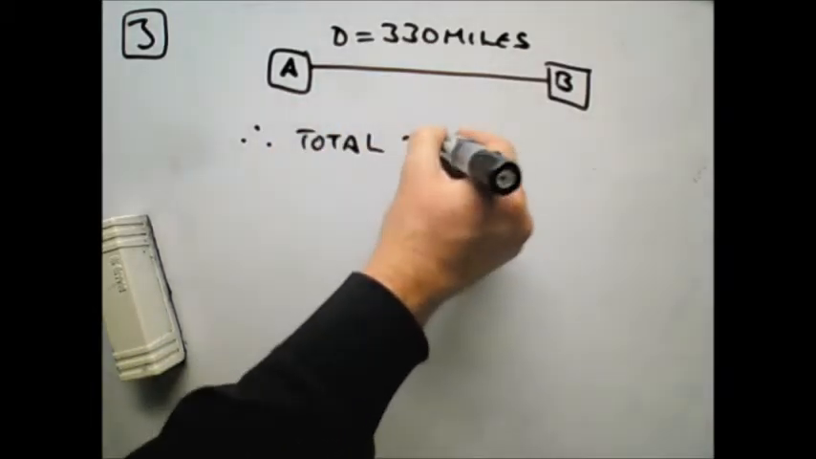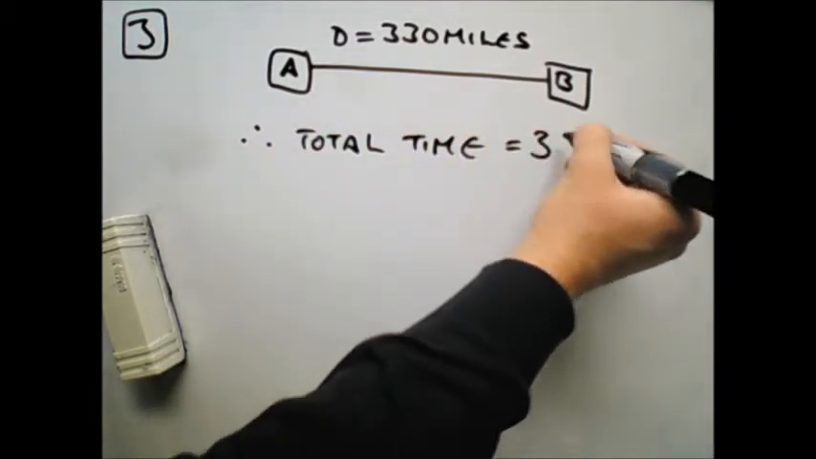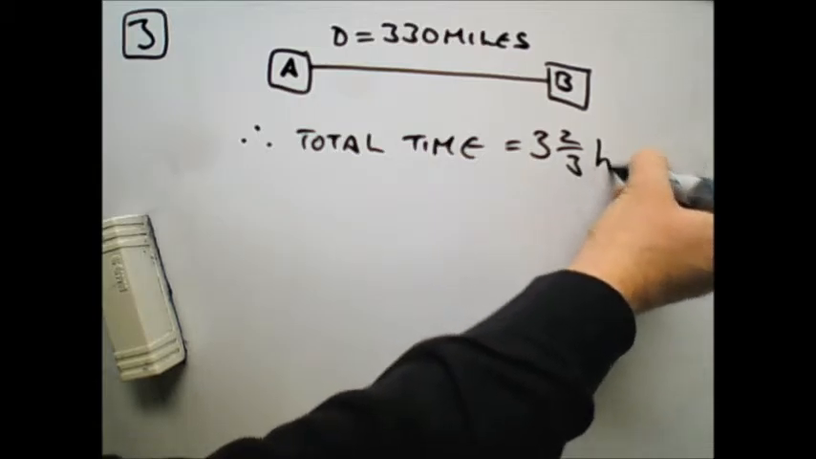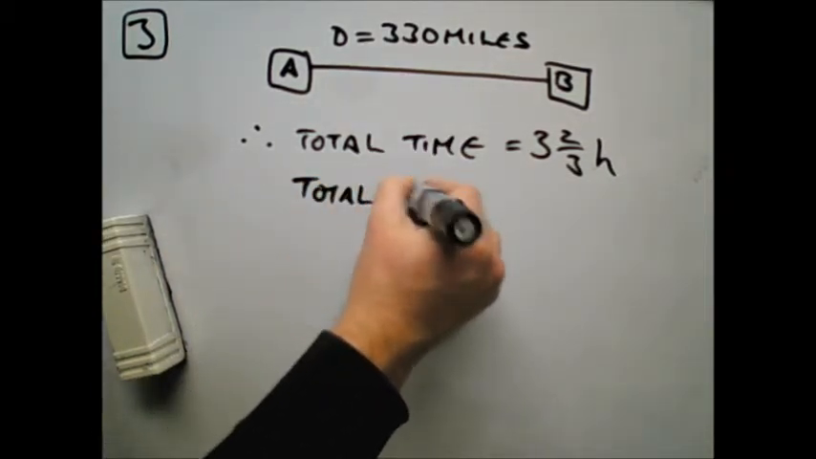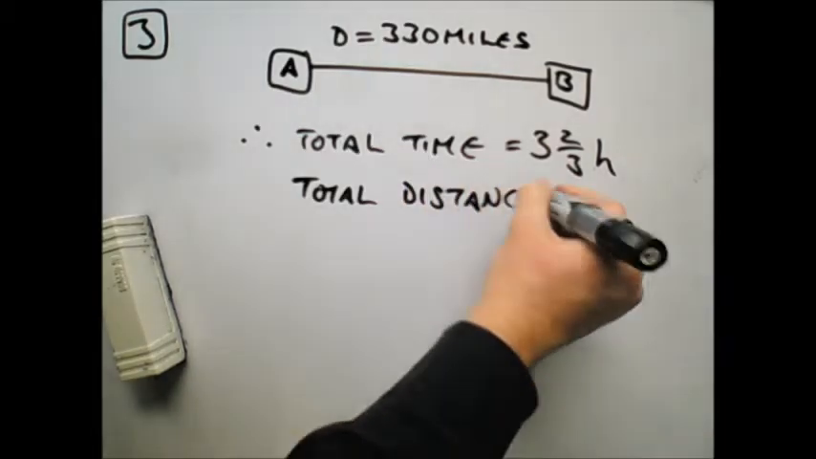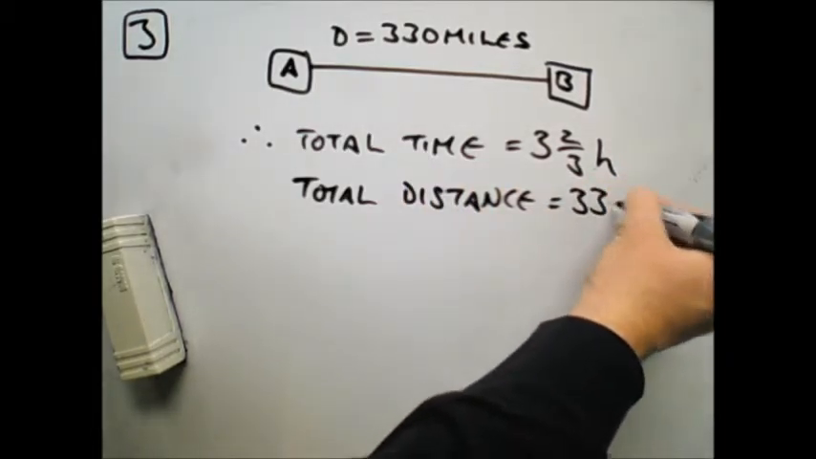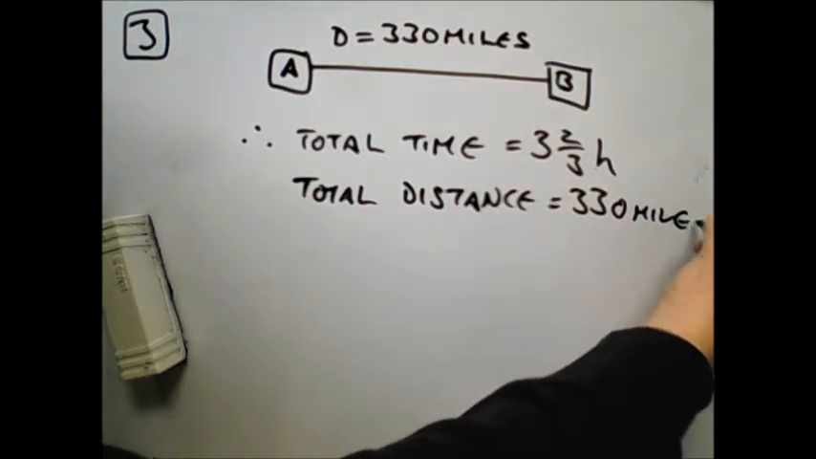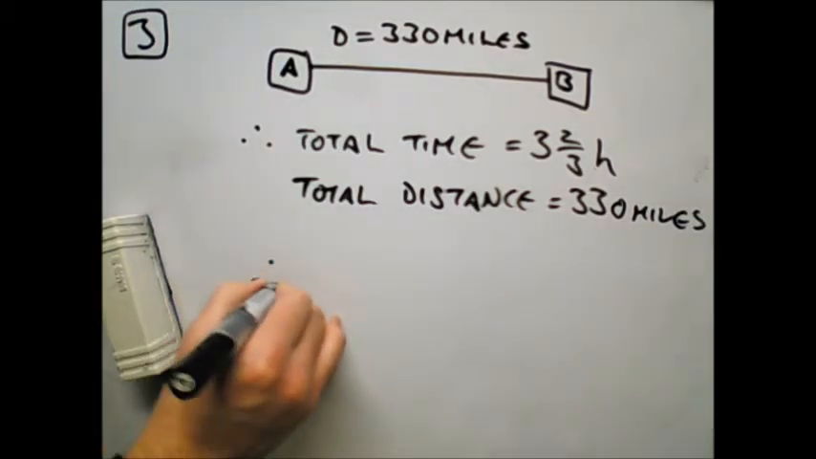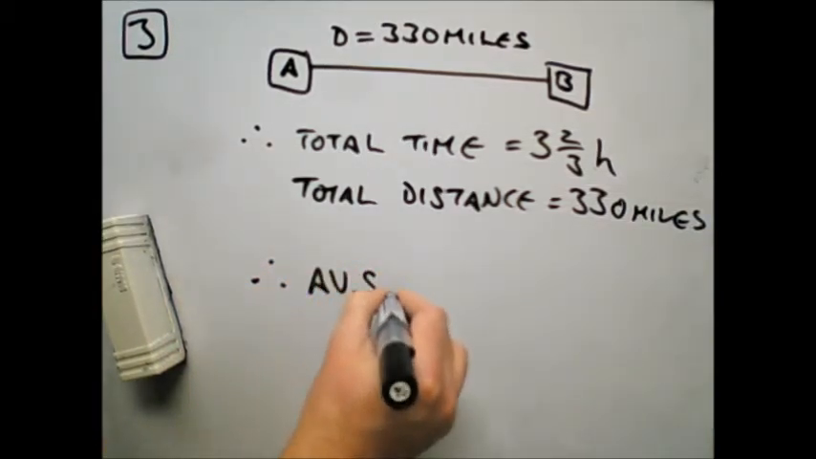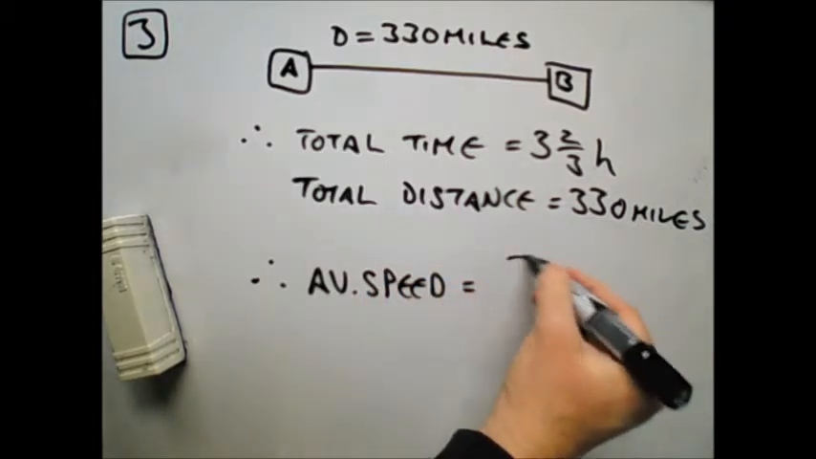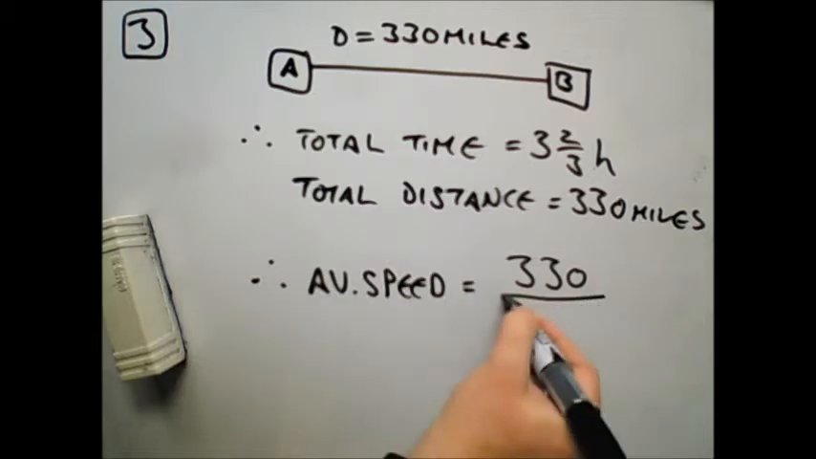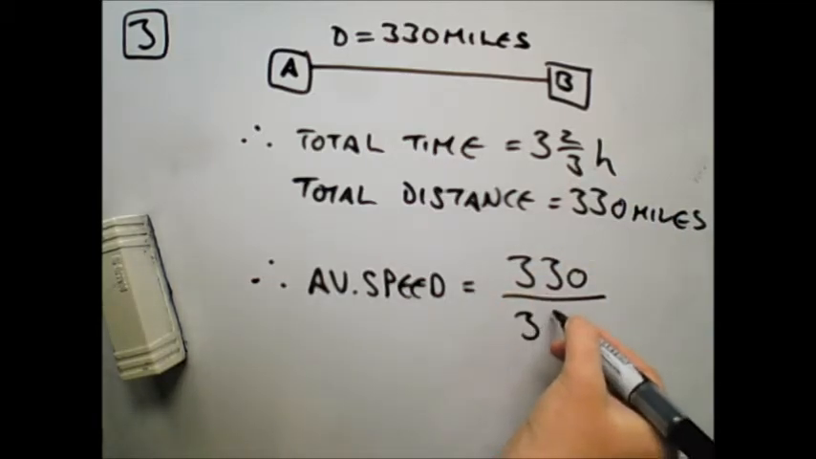Next step, we know total time is 3 2/3 hours, so we now go back to our equation. The total distance, there's no return journey. I wrote this to be a pretty straightforward reminder of this particular formula. So it's just average speed is total distance, which is 330 miles, divided by total time, which is 3 2/3.